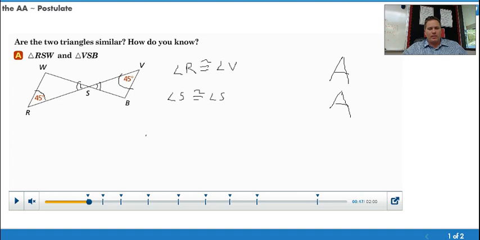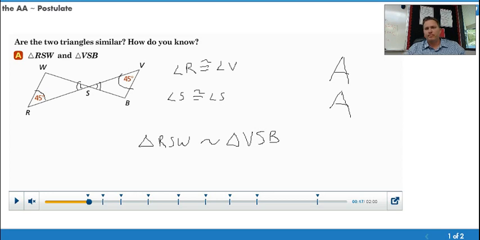So I'm going to write triangle RSW, and again I'm going to write that symbol for similar. It's similar to triangle, and then I just have to make sure that they match up. So we said R was the same thing as V. S is congruent to S, so it's going to be S, and W is congruent to B, so we're writing B right there. There we go.